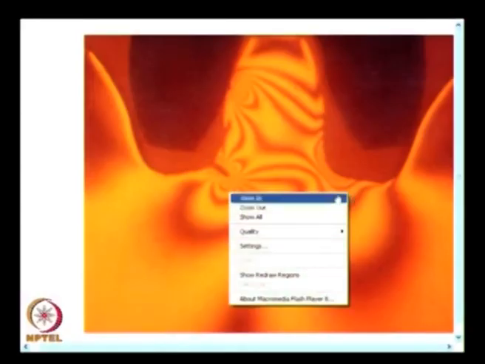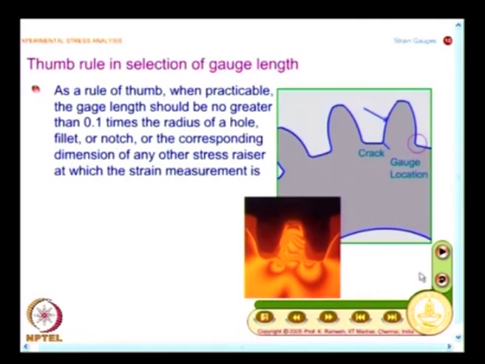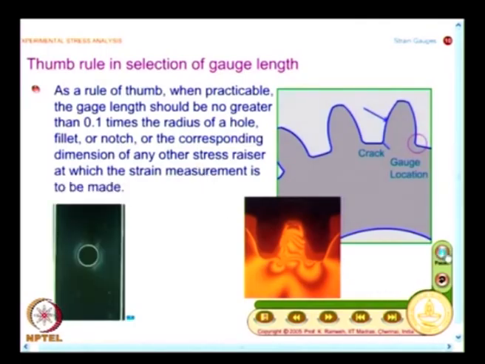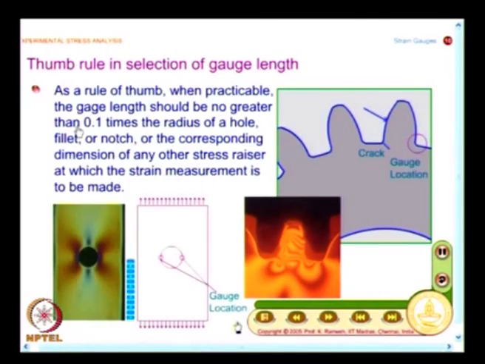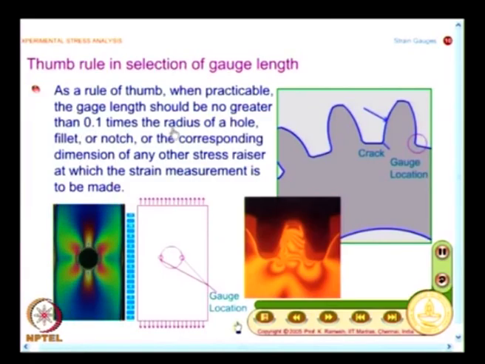So, you have a thumb rule. What is the thumb rule? We will look at the thumb rule, and what it says is it is about 0.1 times the radius of a hole, fillet or notch. Here you are talking about a fillet, so you take only 0.1 times of that. It may not be practically feasible sometimes, but you have to have a trade off in your selection.